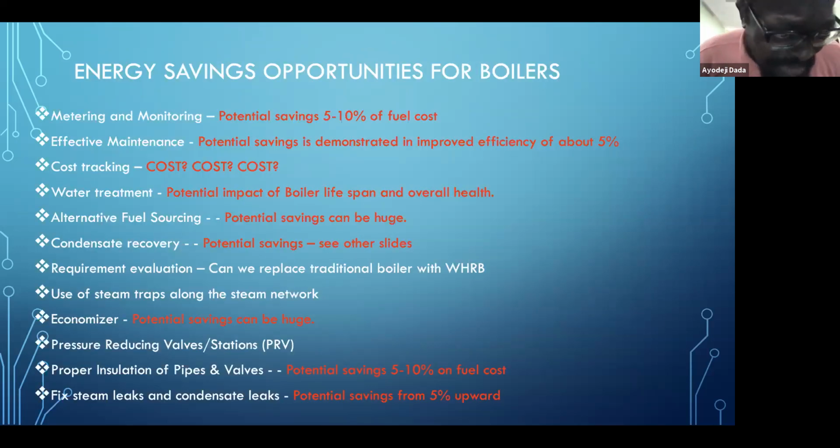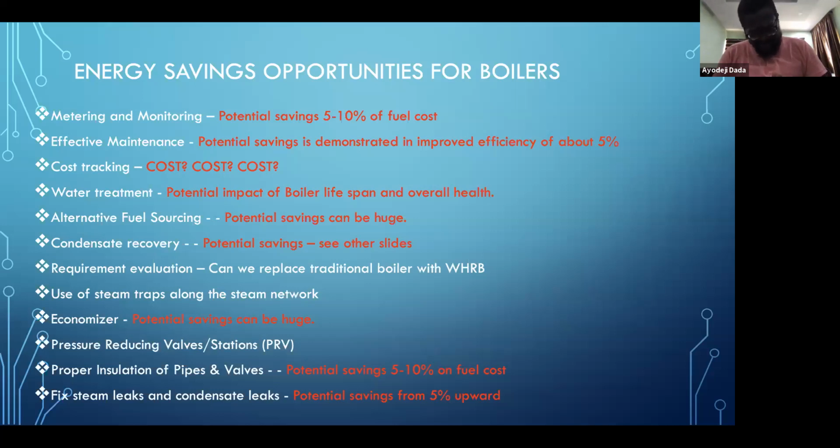Let me quickly dive into the main discussion for today, which is energy saving opportunities for boilers. I will run through them first and then take them one by one along the way. The first one is metering and monitoring. If you execute this, it helps us to make informed decisions. Most of the time, we need to have an idea of what is happening in our boilers, and most of the time we don't have visibility into the boiler. At times, it can look like just a black box.